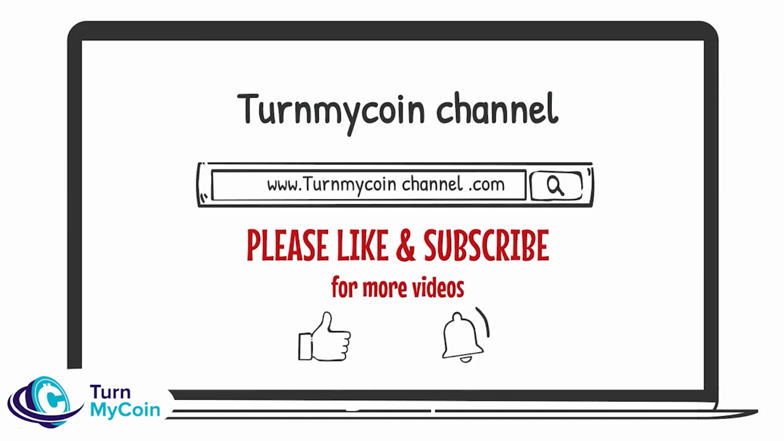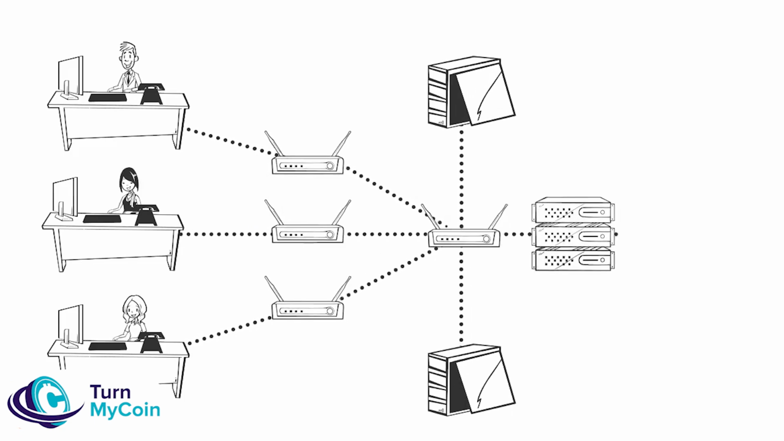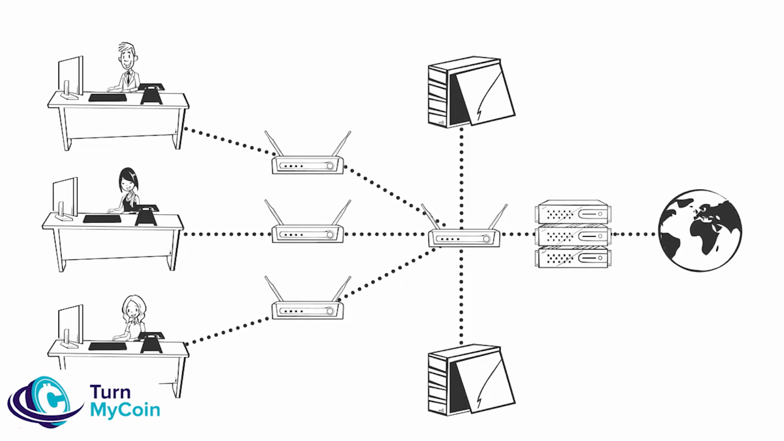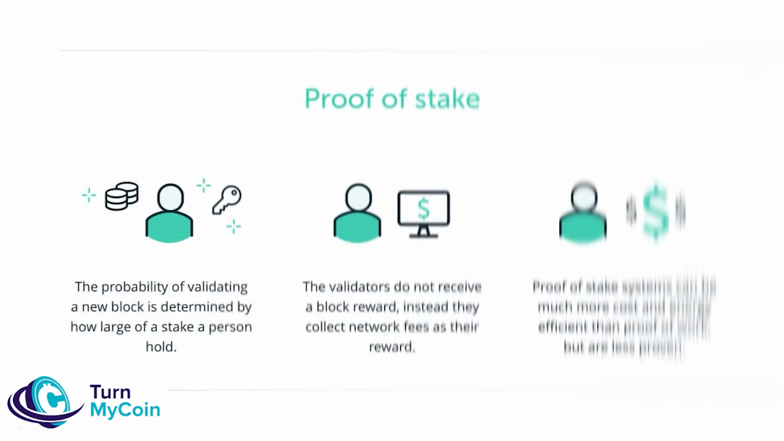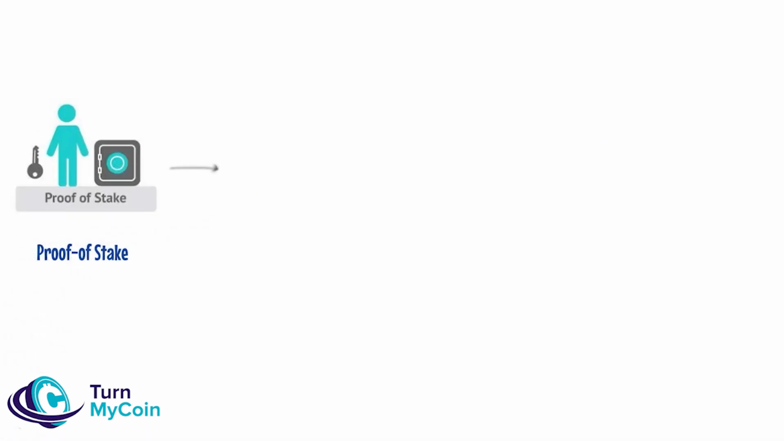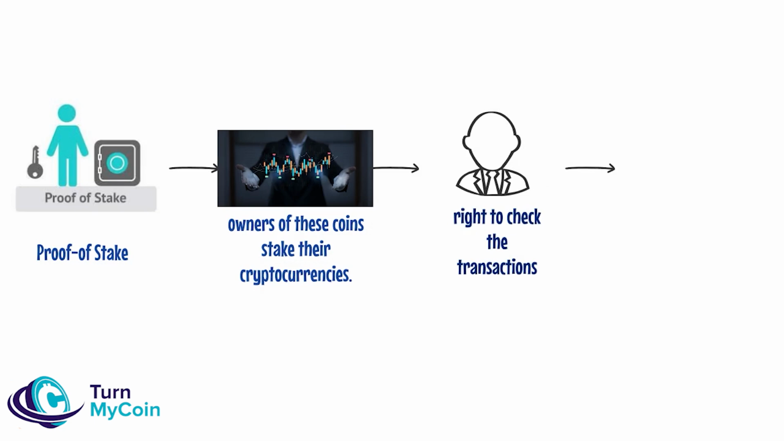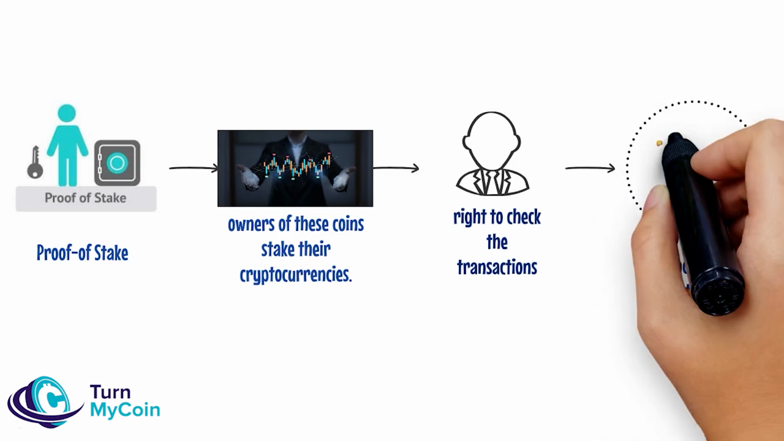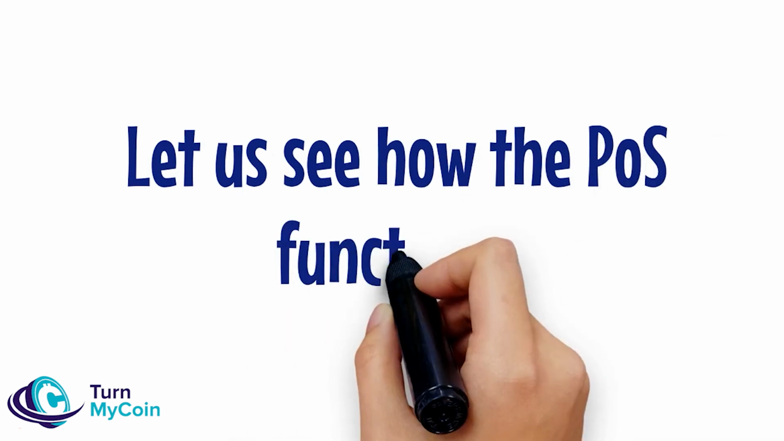In order to ensure the security and integrity of the blockchain, the transactions thereon need to be verified. And consensus needs to be reached. One way many cryptocurrencies reach consensus is the Proof of Stake, POS, mechanism. Proof of stake occurs when owners of these coins stake their cryptocurrencies. This gives them the right to check the transactions, post which, they can then add it into the blockchain network for validity purposes. Let us see how the POS functions.